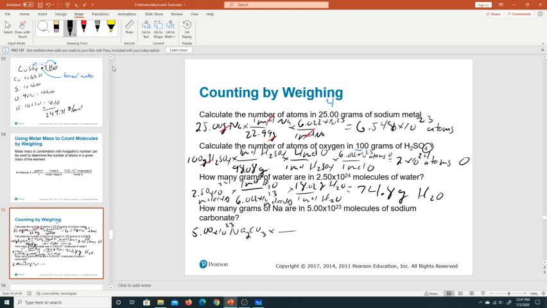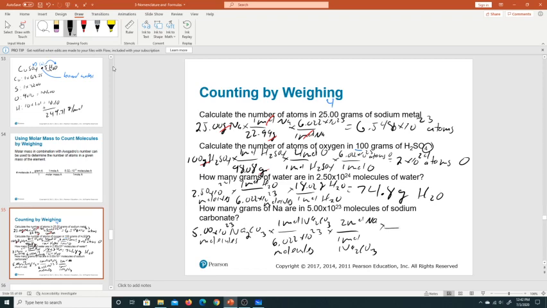I need to convert this into moles first, because you can't go directly to what you're looking for. You need to get the moles first, and this is molecules. More specifically, it should say formula units, because this is ionic, but I'm not going to make a big deal about the terminology here. 1 mole of Na2CO3 is 6.022 times 10 to the 23 molecules. So now I've got moles. I want to find grams of the sodium. Well, sodium carbonate has 2 sodiums per 1 mole of the whole thing. So for every 1 mole of Na2CO3, you get 2 moles of Na.